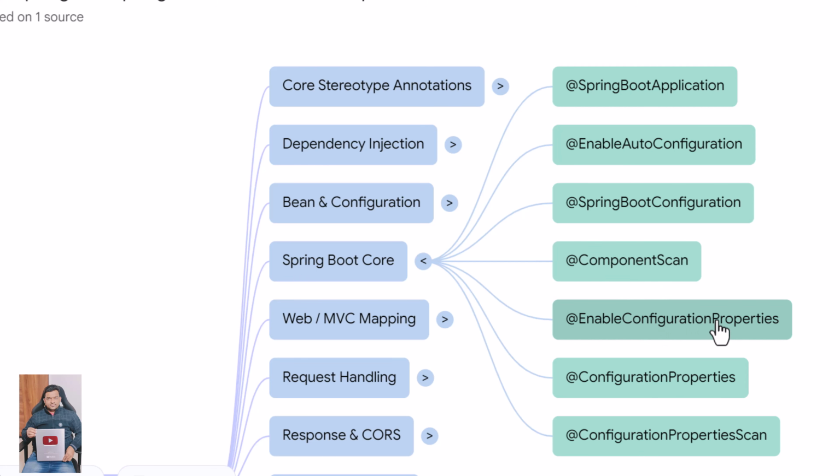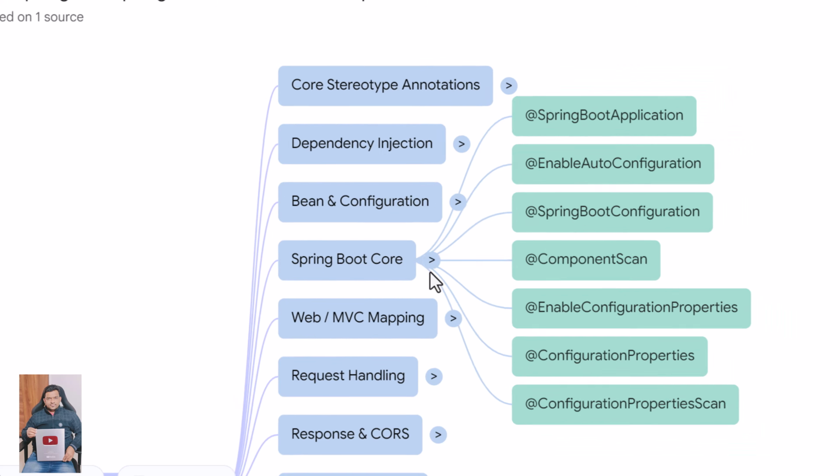Enable configuration properties enables binding external configuration into Java classes. Configuration properties maps entire groups of properties to a typed class. Configuration properties scan automatically scans and registers classes annotated with configuration properties.